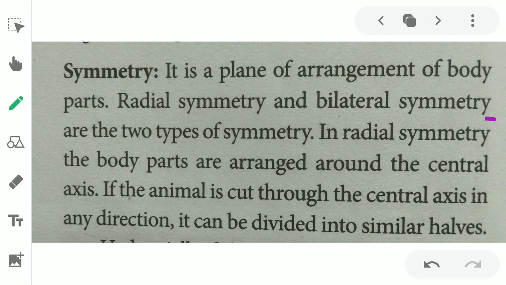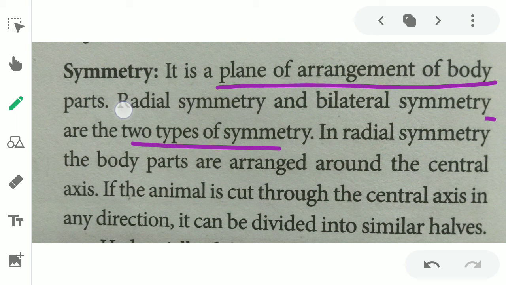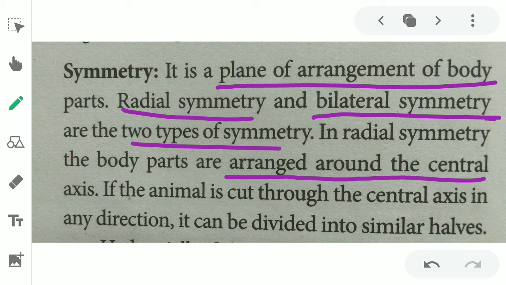Next is symmetry. Symmetry means a plane of arrangement. Plane means axis. The arrangement of body parts, that is symmetry. Symmetry is of two types. One is radial symmetry, another one is bilateral symmetry. First we see radial symmetry. Radial symmetry means body parts are arranged around the central axis.